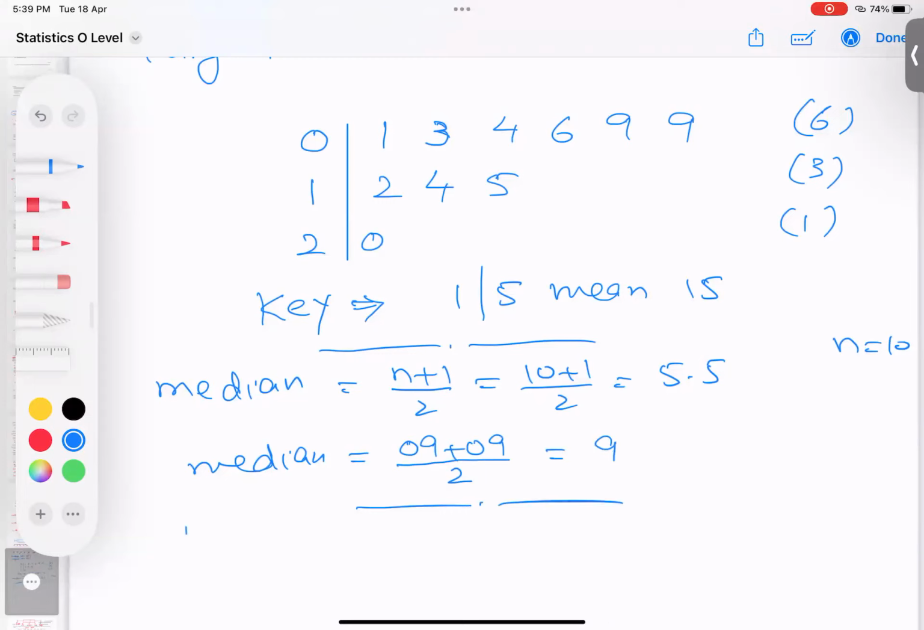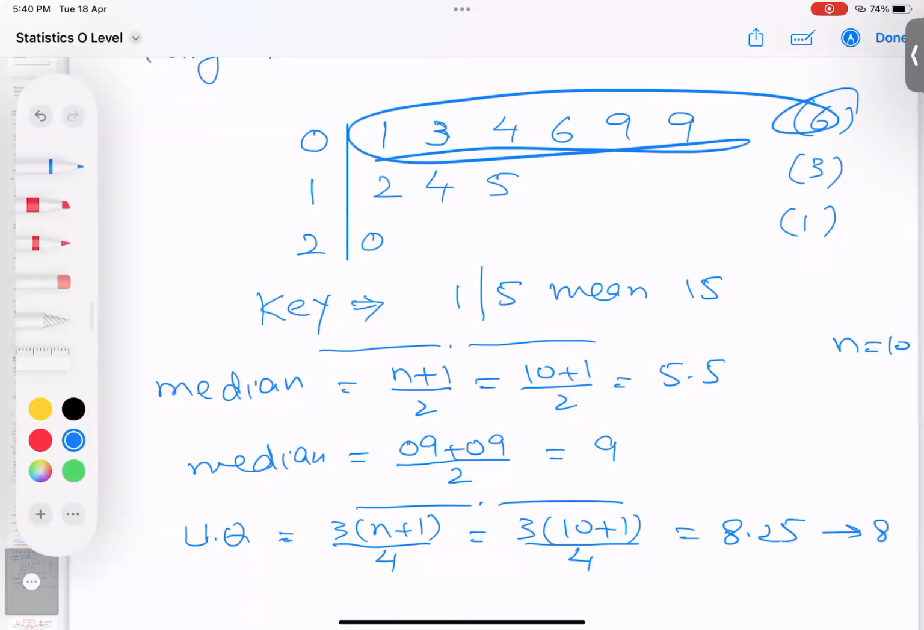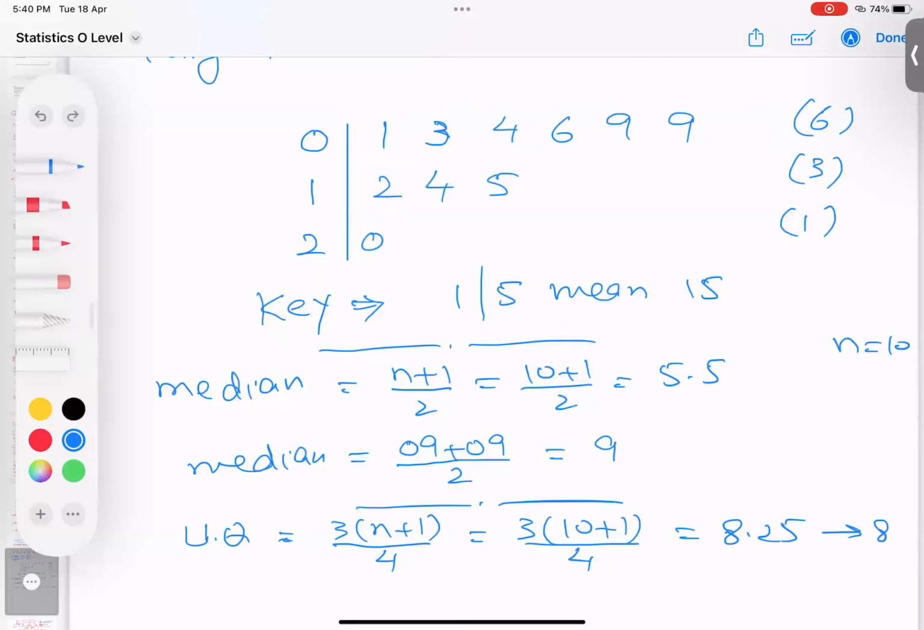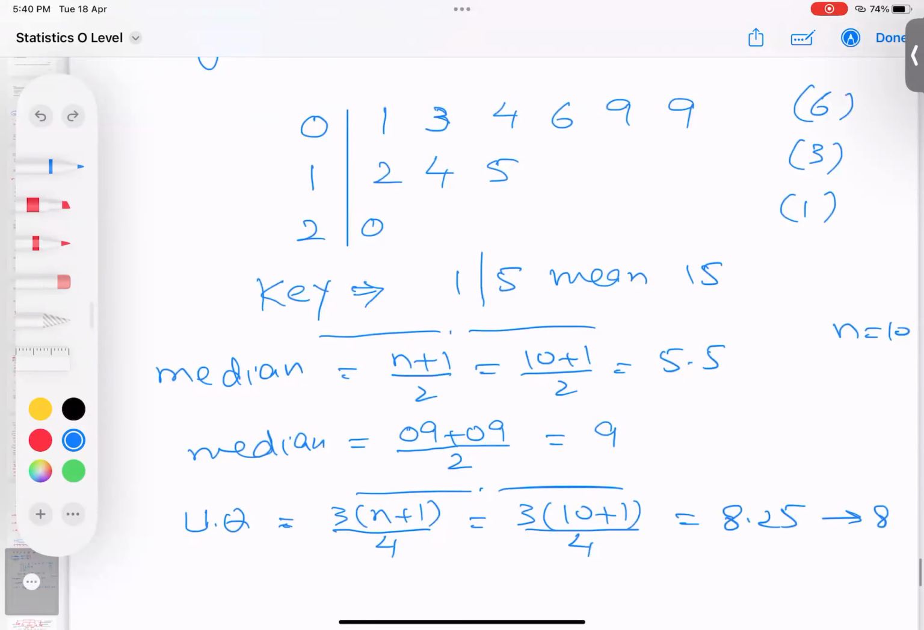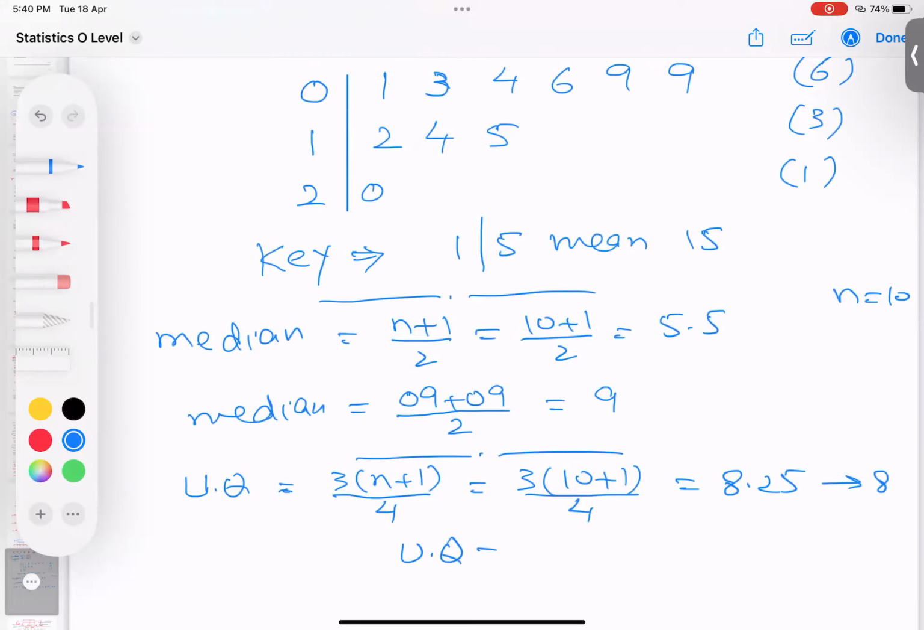Now I'm going for the upper quartile or lower quartile, no problem at all. The upper quartile is 3 times n plus 1 divided by 4. So 3 and n is what? 10 plus 1, 11. If you calculate 3 divided by 4 times 11, I'm getting 8.25. 8.25 is close to 8. So I count 6, 7, 8. So 14. So my upper quartile is 14.